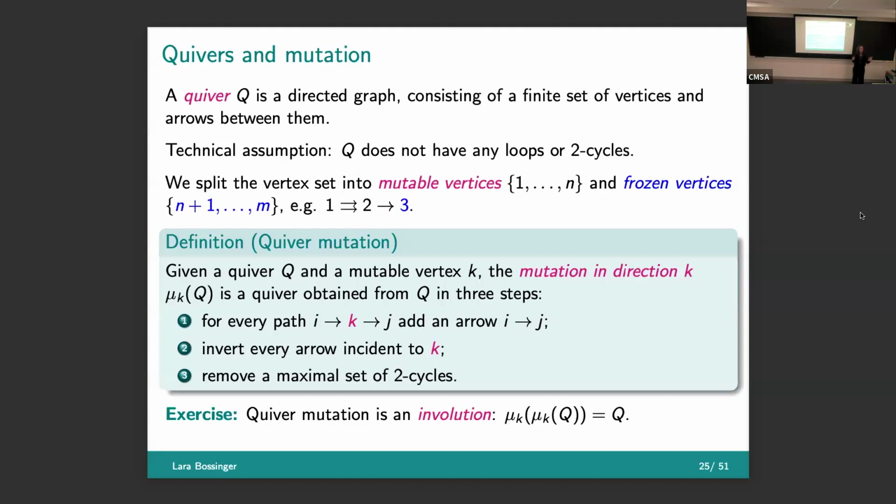Okay, so my arrows are not labeled, so it doesn't matter which arrows move in this last step. It's just important that after doing it, you don't have any 2 cycles left.